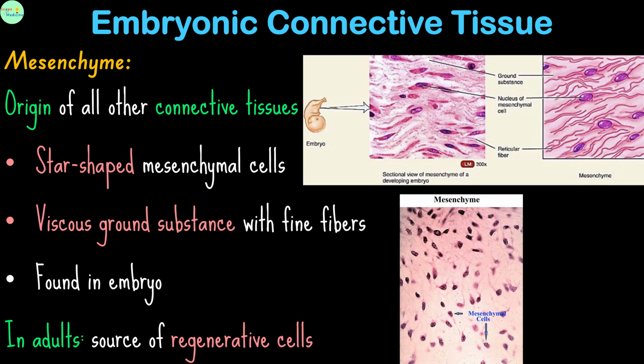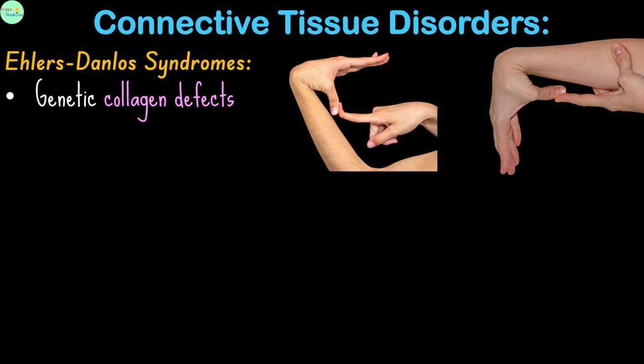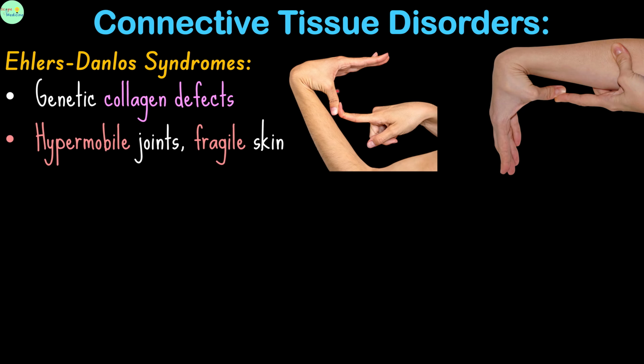Now, let us integrate this foundational knowledge with some important clinical correlations involving disorders of connective tissue. Ehlers-Danlos syndromes are a heterogeneous group of genetically inherited disorders caused by defects in the synthesis, structure, processing, or assembly of collagen. These defects result in a classic clinical triad of hypermobile joints that are excessively flexible and prone to subluxation and dislocation due to ligamentous laxity, hyperextensible skin that is fragile and bruises easily due to dermal fragility, and generalized tissue fragility that can lead to complications such as vascular rupture and organ rupture in the more severe forms.